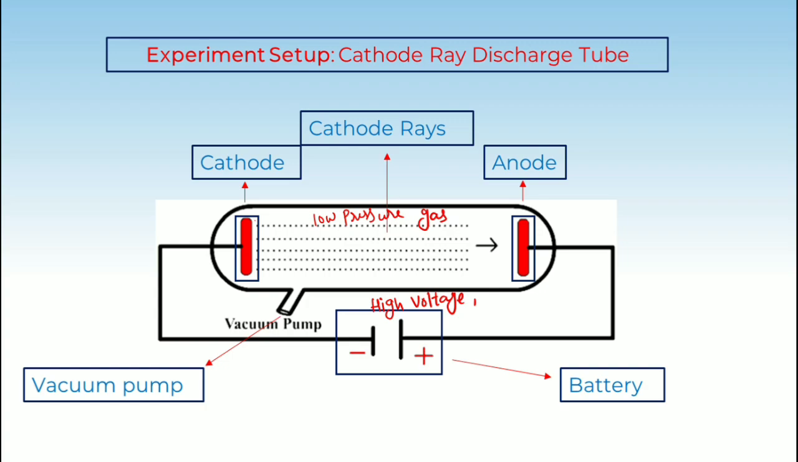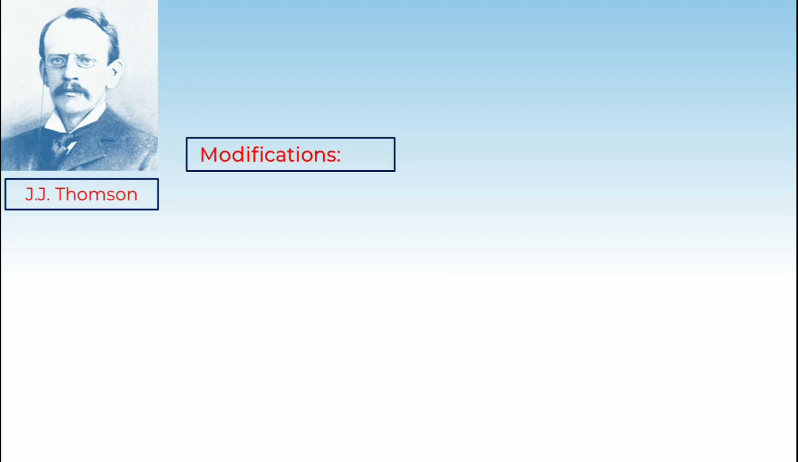As we can see, the current starts flowing through a stream of particles moving in the tube from the negative electrode to the positive electrode. This is called cathode rays or cathode ray particles. The flow of current from the cathode to the anode was further checked by making a hole in the anode.